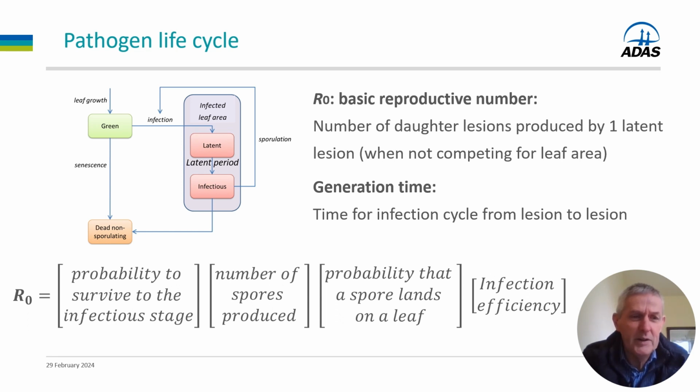The basic reproductive number is determined by the probability that a latent lesion survives to become infectious, the number of spores produced by a new infectious lesion, the probability that one of those spores produced by an infectious lesion lands on a leaf rather than just dropping to the ground, for example, and the probability, if it does land on a leaf, that it manages to infect and produce a new latent lesion. So how do R0 and generation time work in their effects on the epidemic?